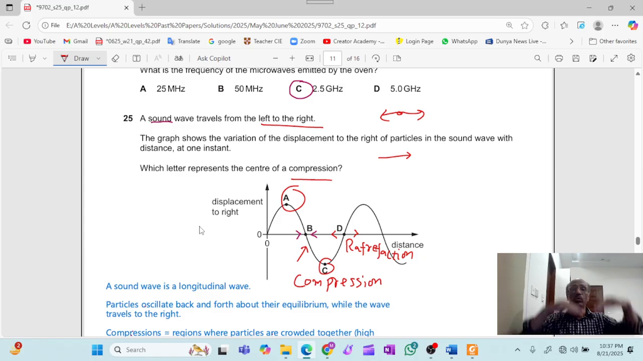Because the particles will vibrate while we are dealing with the sound wave. They will move to and fro, from left to right and from right to left. The left side of B is moving towards the right, and the right side of B is moving towards the left. So this is the compression.